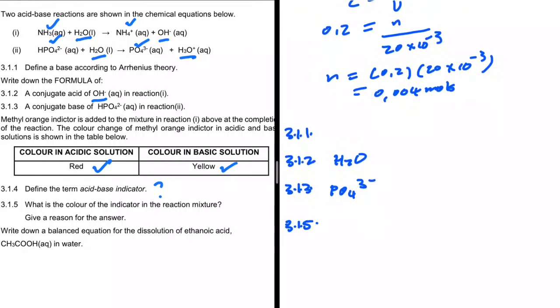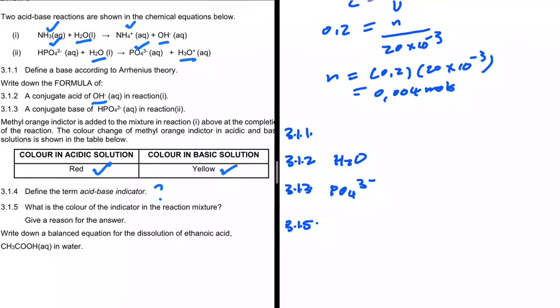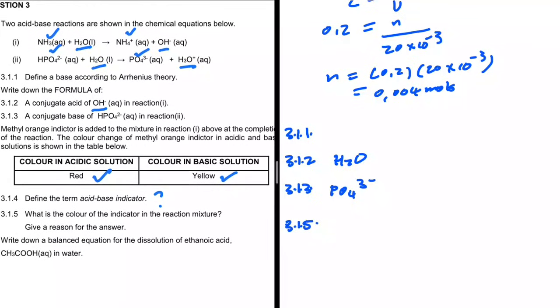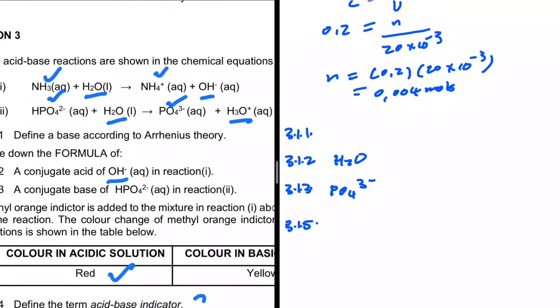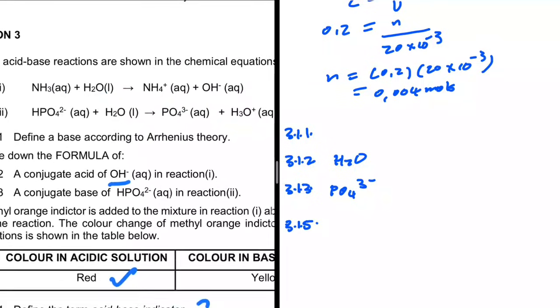3.1.5. What is the color of the indicator in the reaction mixture? Give a reason for the answer. So the indicator is added in reaction 1. So let's zoom in on reaction 1 and make sense of what is happening here. So let me just erase this. Well, we know that H2O, if you have an acid, is going to act as a base. And then if you have a base, it is going to act as an acid.